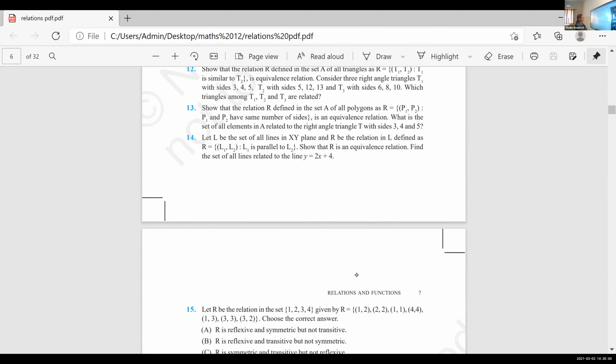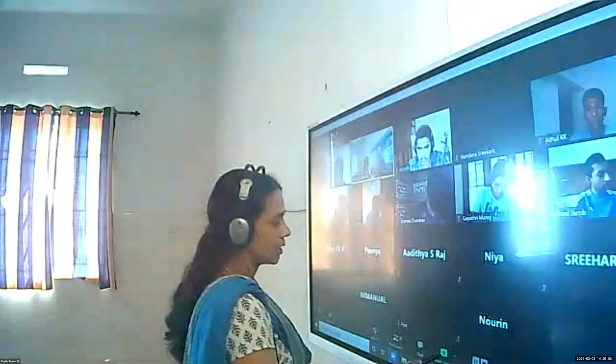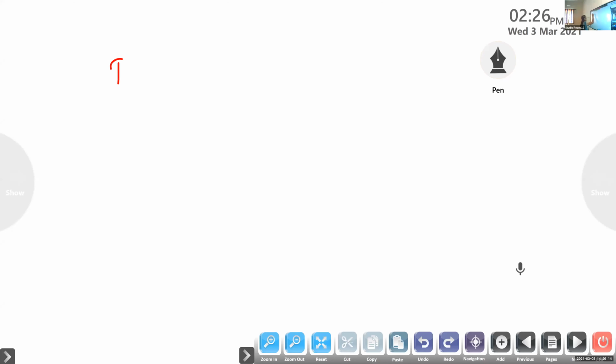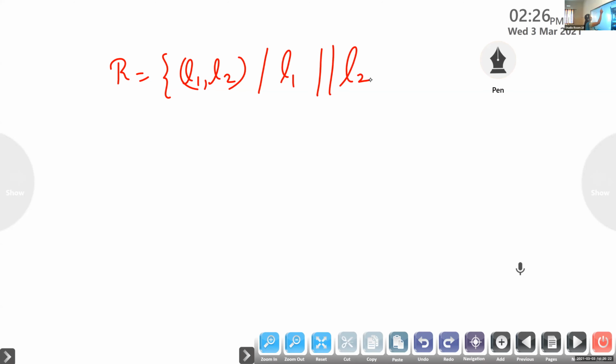L is the set of all lines in the xy plane. R is given as two lines are parallel. The two lines are related if they are parallel. We have to check whether it is an equivalence relation. So, R is equal to the set of all ordered pairs L1, L2, where L1 is parallel to L2. We have to check whether R is an equivalence relation or not. So tell me, children, a similar question is there in your example questions, where the relation is perpendicular.